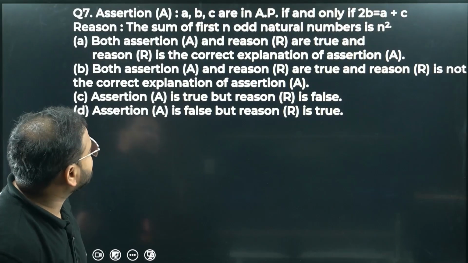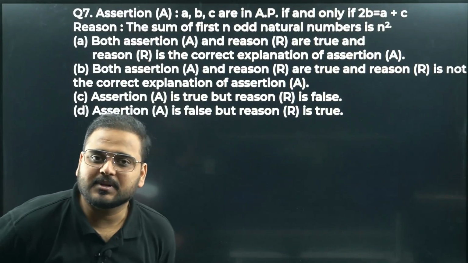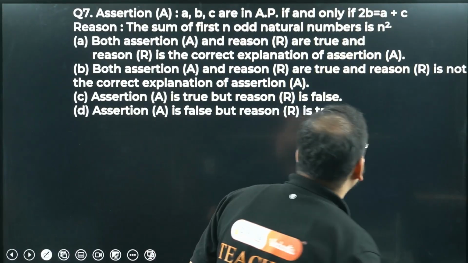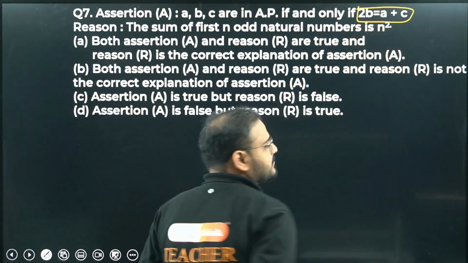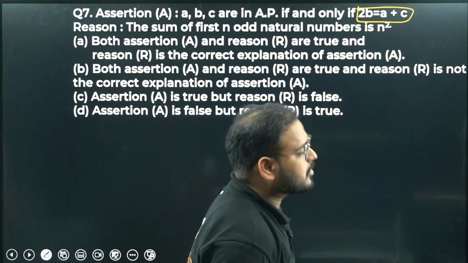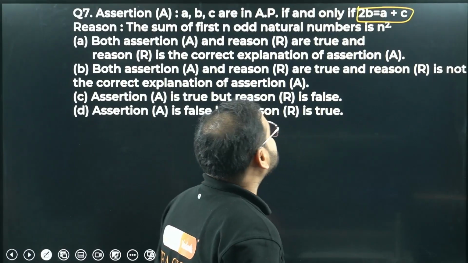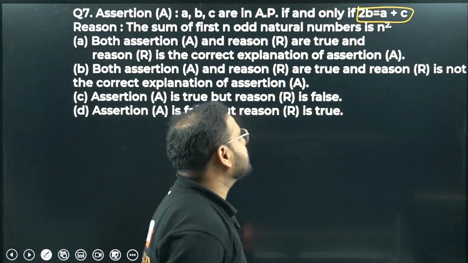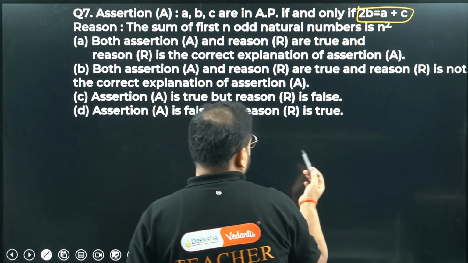Again, an assertion-reason question. A, B, C are in AP if and only if 2B equals A plus C. Isn't it true? Yes sir, it is true. This is a standard result. You learn about this in 11th grade, in algebra, sequences and series. This B is called the arithmetic mean. This is the standard result of AP. For now, I'll show you how we get it.